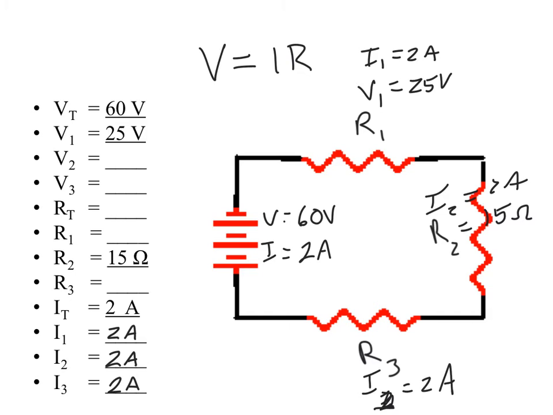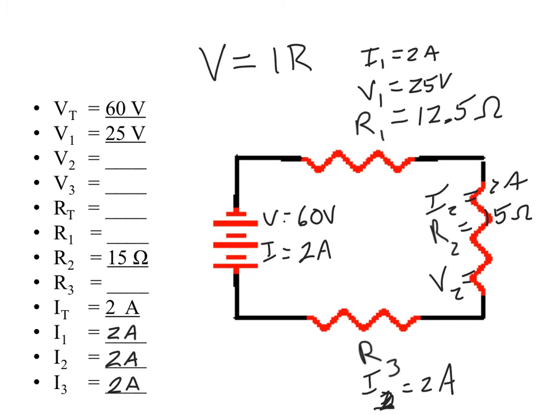Okay? So if I know my current and I know my resistance or my voltage, if I know any 2 of these 3, I can figure out the third one. So if I know I and V, can I solve for R? Yeah, using this equation. R is V divided by I. So 25 divided by 2 is 12.5.